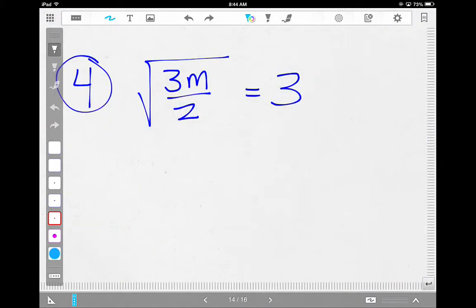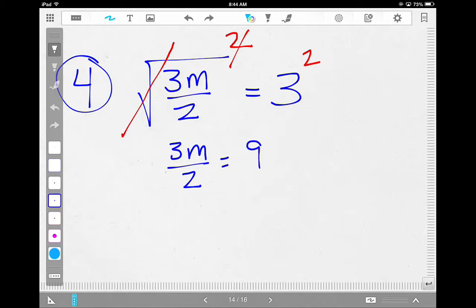Number 4, don't let it scare you. Yes, there's a fraction, but the only thing we're learning today is if there's a square root, the operation that will undo that is squaring. And since the entire left side is being square rooted, I can square to eliminate that back down to just the 3m over 2. That's all that's going to be left. Since I squared the left side, I square the right side. 3 squared is 9.